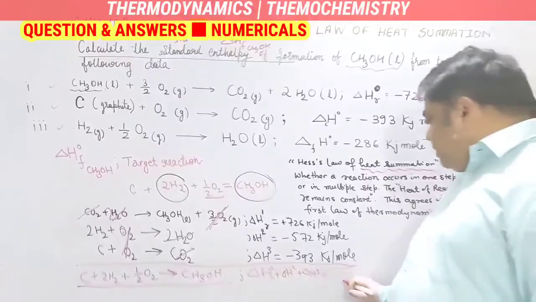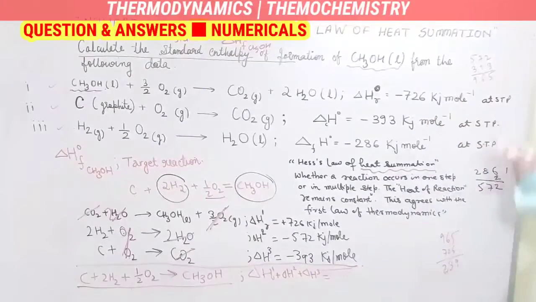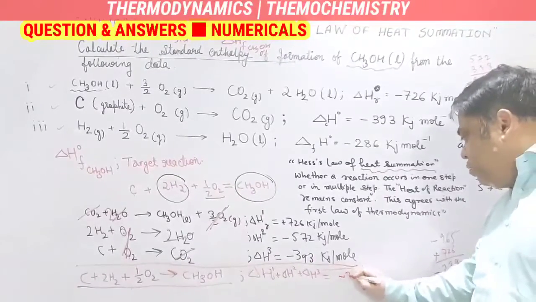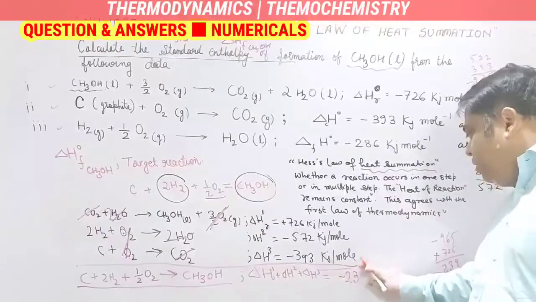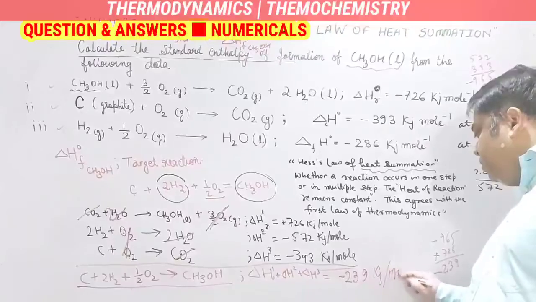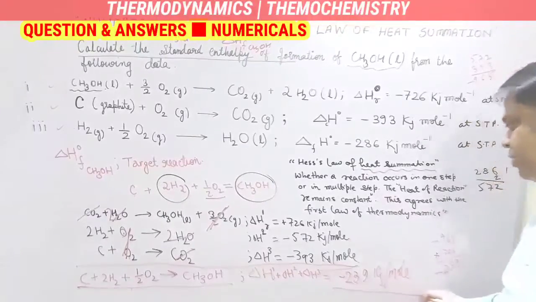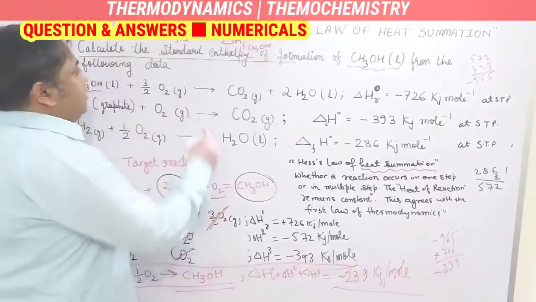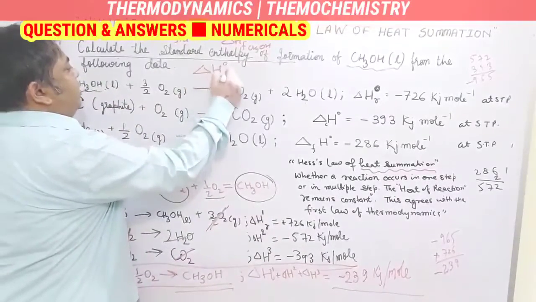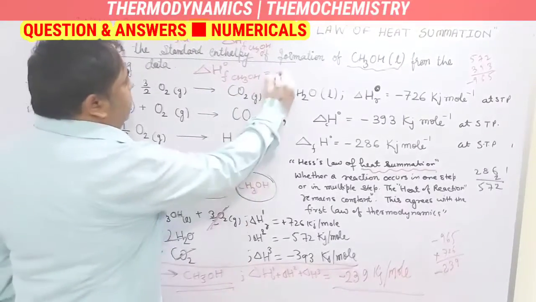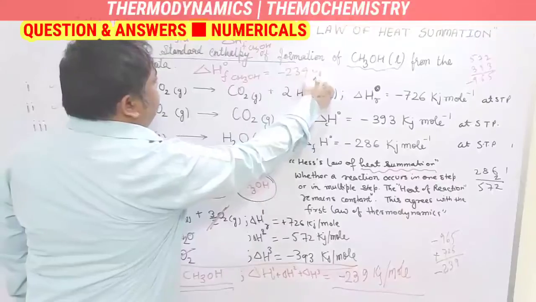So we'll get minus, because this value is in negative and this value is in positive, so we'll get this in negative. So this will come out to be minus 239 kilojoule per mole. This is the heat of formation of methanol. Hence we can write that the standard heat of formation of CH3OH is equal to minus 239 kilojoule per mole.